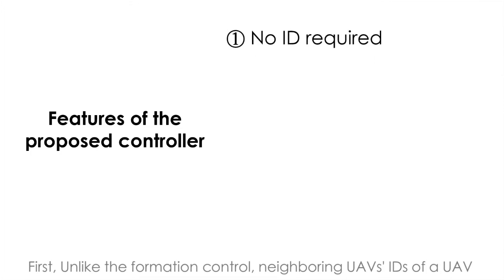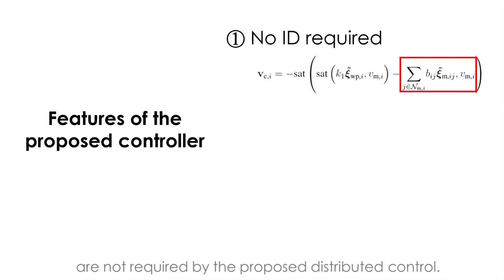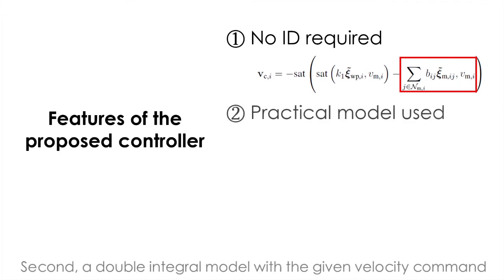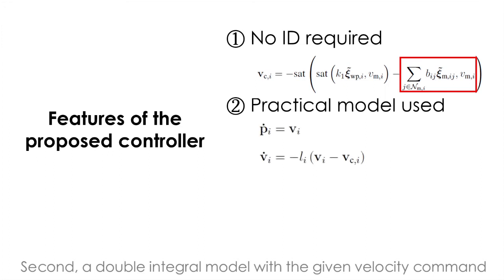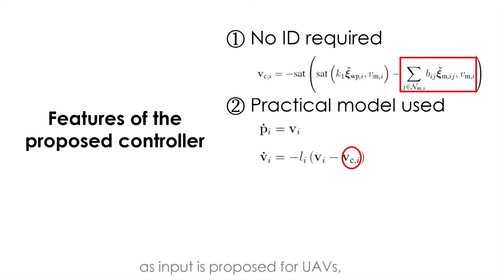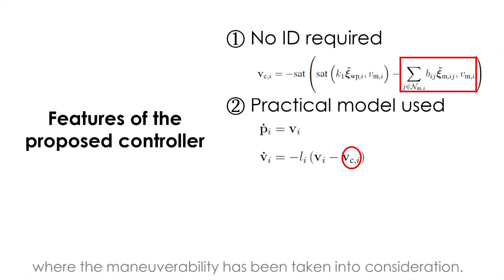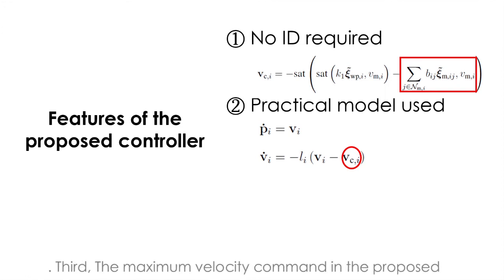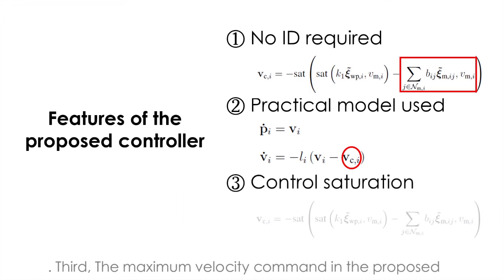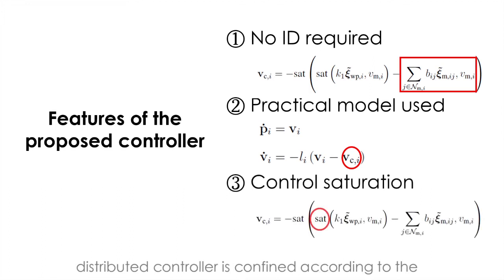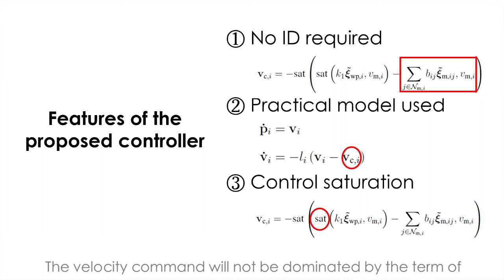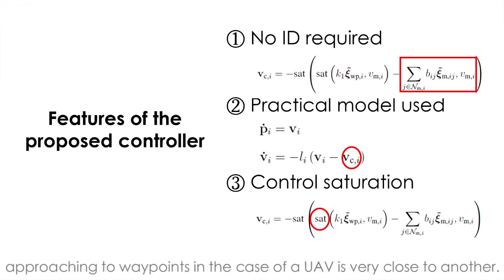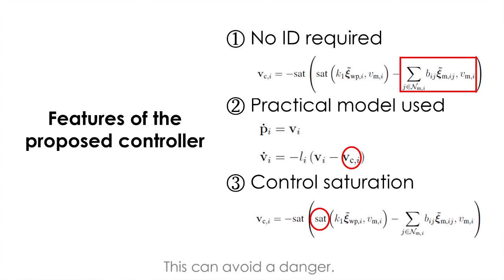First, unlike the formation control, neighboring UAVs' IDs of a UAV are not required by the proposed distributed control. Second, a double integral model with the given velocity command as input is proposed for UAVs, where the maneuverability has been taken into consideration. Third, the maximum velocity command in the proposed distributed controller is confined according to the requirement of semi-autonomous autopilots. The velocity command will not be dominated by the term of approaching the waypoint in the case of a UAV being very close to another. This can avoid a danger.